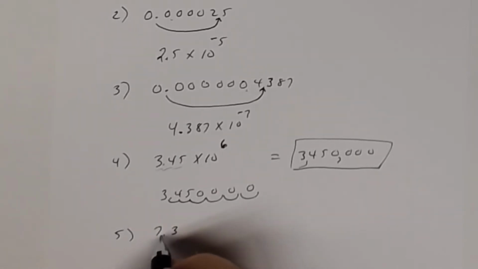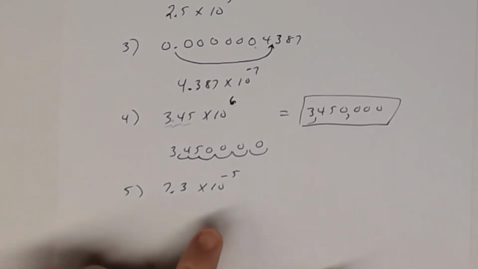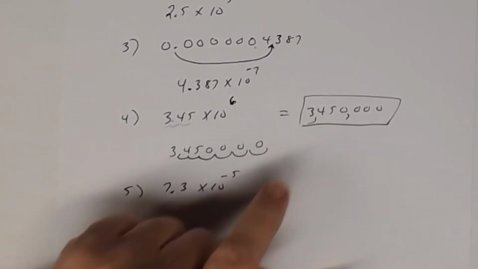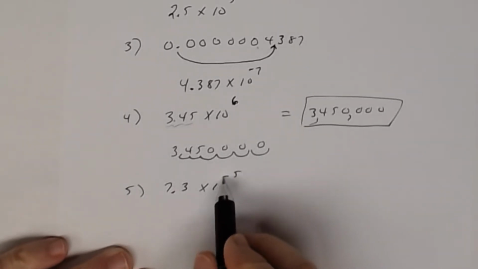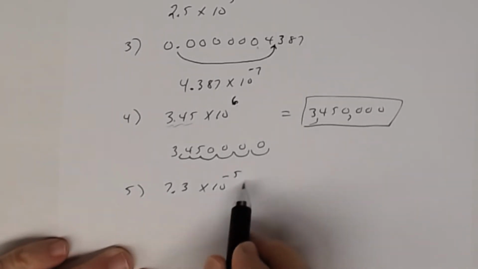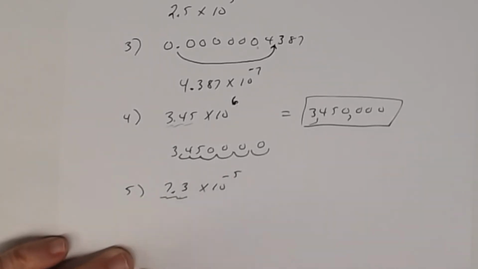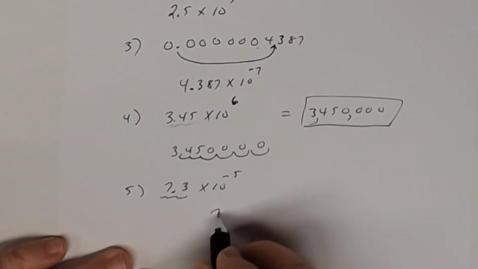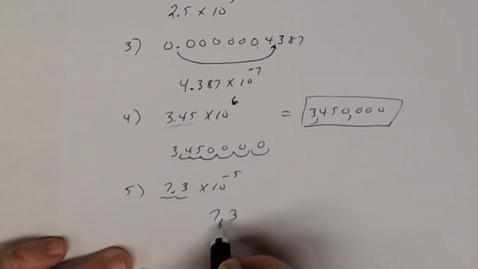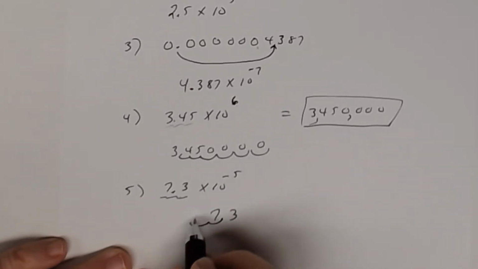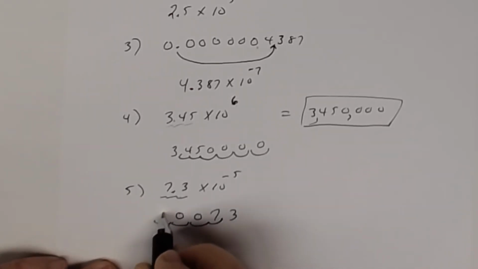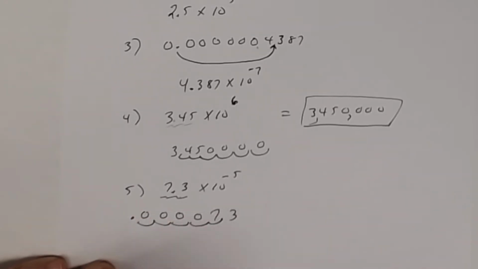Okay. Number 5, you have this one. You have 7.3 times 10 to the negative 5th. So it's written in scientific notation, but you want to put it in standard notation, just like we did this one. So notice that the exponent is negative. So since the exponent is negative, this number has to be less than 7.3. So I'm going to move this decimal point to the left 5 units. 1, 2, 3, 4, 5, and then put the decimal point in front.